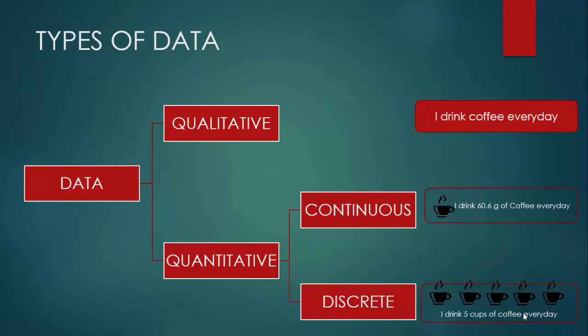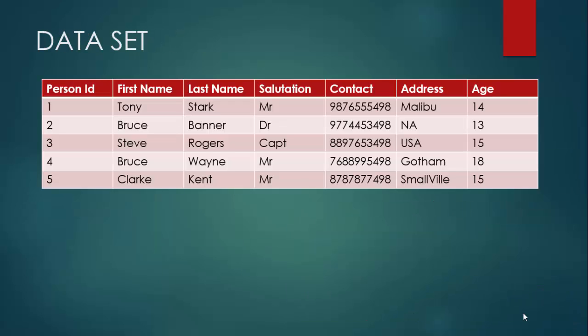A continuous data, on the other hand, would be something like, I drink 60.6 grams of coffee every day. Now you cannot count 60.6 grams of coffee, but you can definitely measure it using a weighing scale or something. Now that you know about the types of data, let's move on to understanding what exactly is a data set and why is it useful.